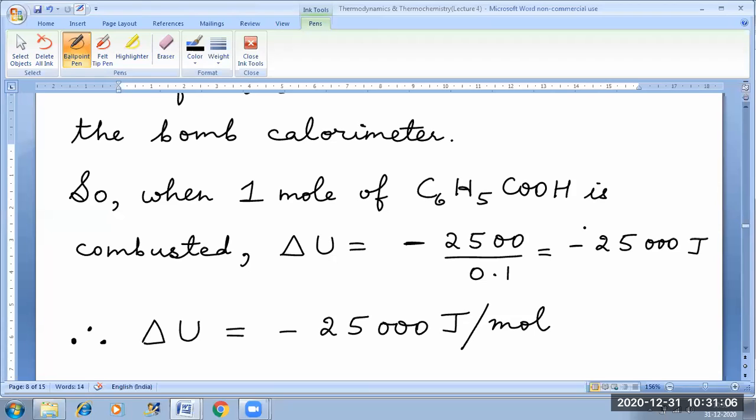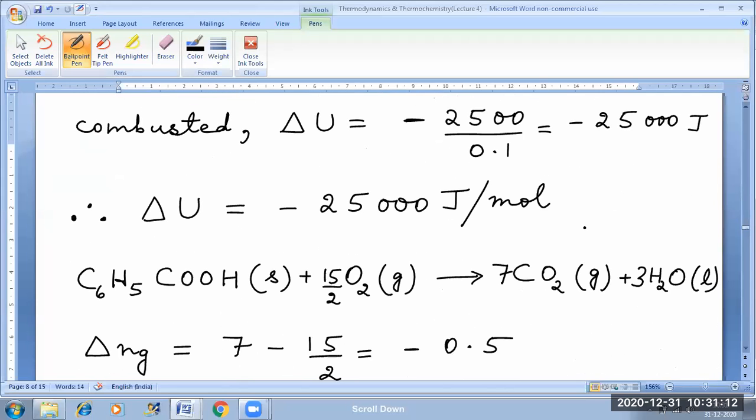Now, they have asked me enthalpy of combustion. That means now they want me to find out delta H. For delta H, I'll use this equation, this reaction. Combustion reaction is always with oxygen gas. Question has mentioned that benzoic acid is solid. So I have written S. S stands for solid.